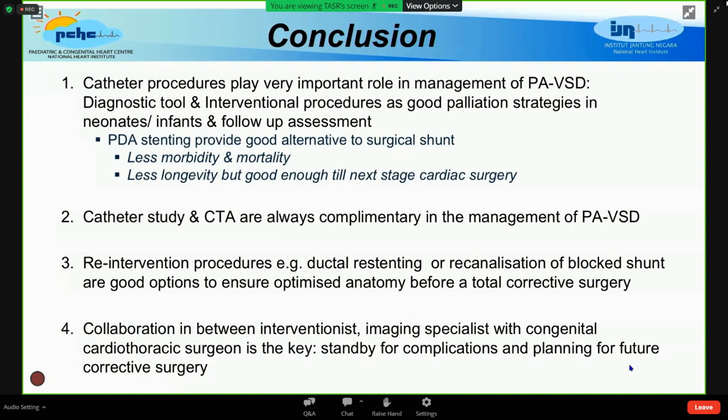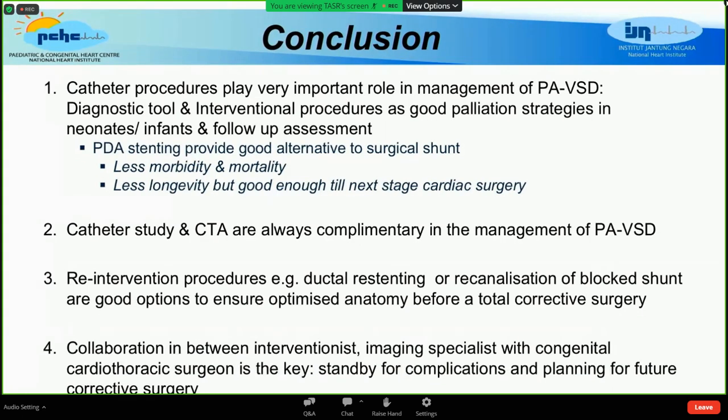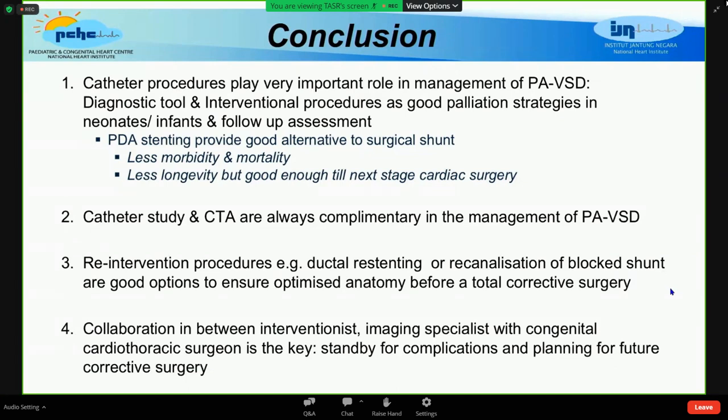Most important, the collaboration between interventionalists, imaging specialists, and congenital cardiothoracic surgeon is the key point here. The surgeon can always stand by for complications of cath procedures and also for planning the future corrective surgery for patients with PA-VSD. So with that, I thank you for your attention.